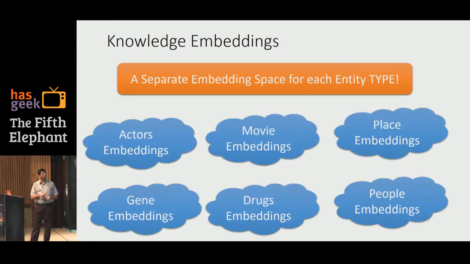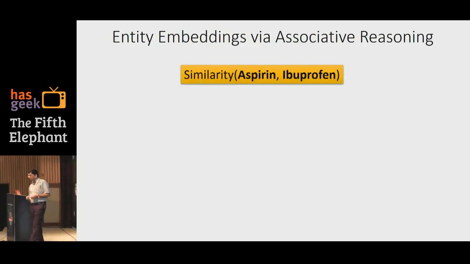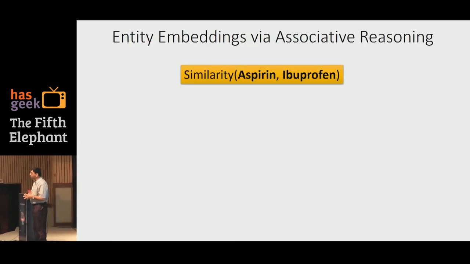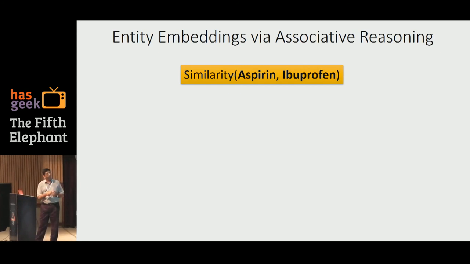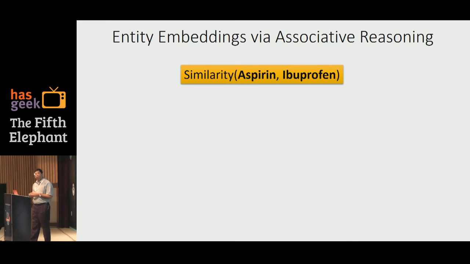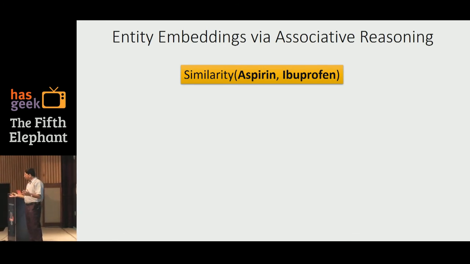So you have different embeddings for this, and it doesn't even allow you to do this similarity between this and this. Okay, so how do we compute this similarity? How do we compute these embeddings? Why do we know that aspirin and ibuprofen are even comparable? Because they are entities of the same type. But now I'm only given a knowledge graph. I'm not given text data, so I cannot think about neighboring words and skip-gram. How do I create similarity between these two?